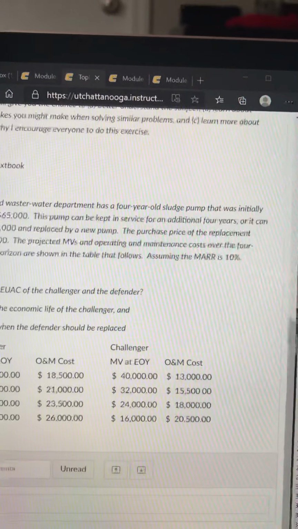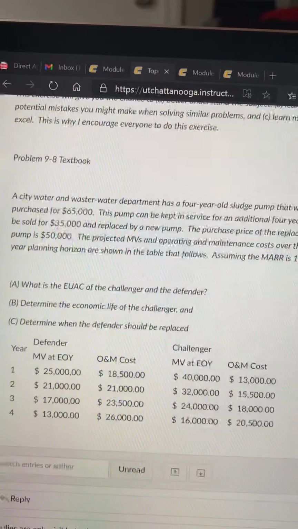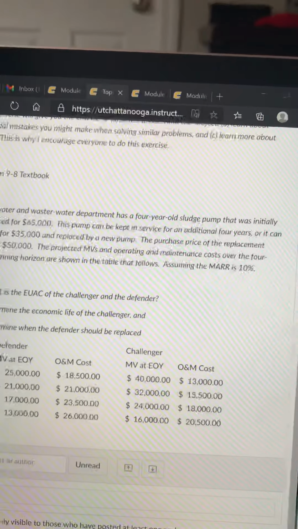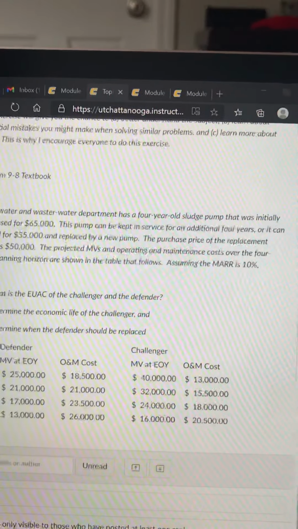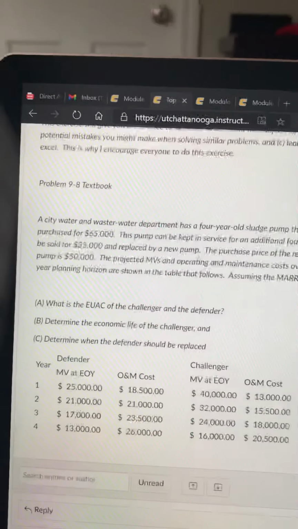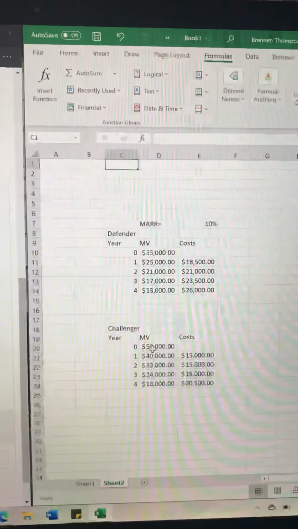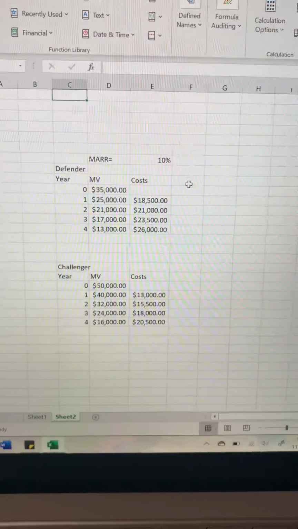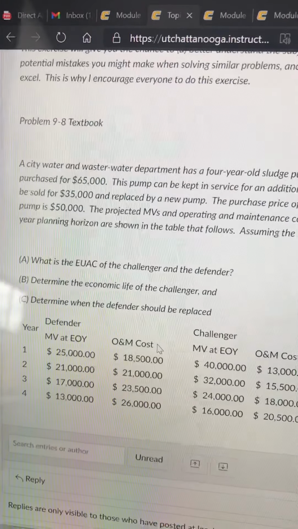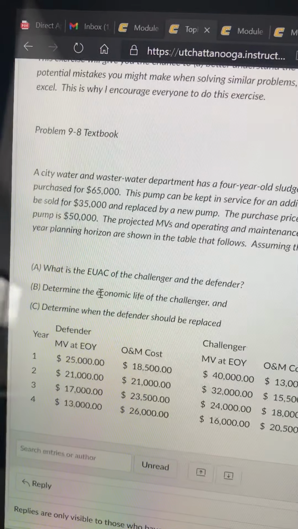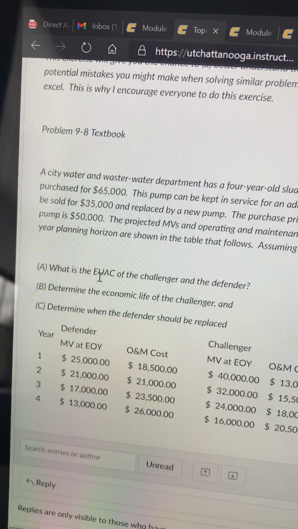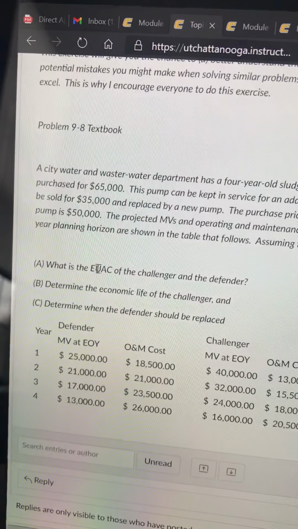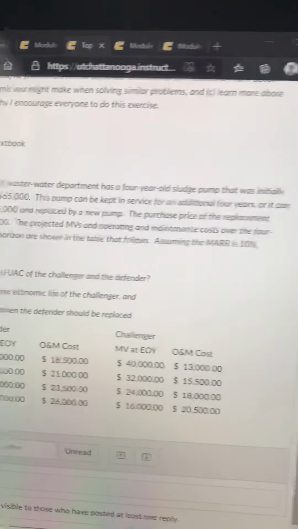So the pump can be kept in service for 4 years, or it can be sold for 35, which would be the market value of the Defender. The other option is to purchase a new replacement pump for $50,000, which is the market value of the Challenger. So with these, our next step, well, we have to find the equivalent annual cost, the EUAC, of the Challenger and the Defender.